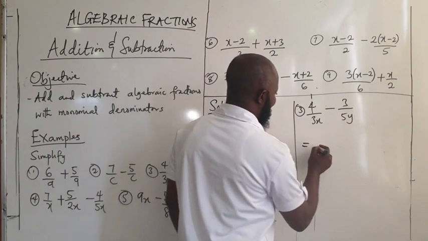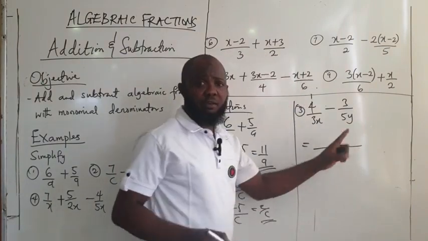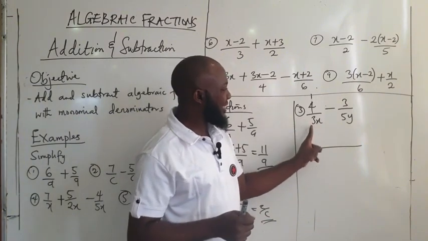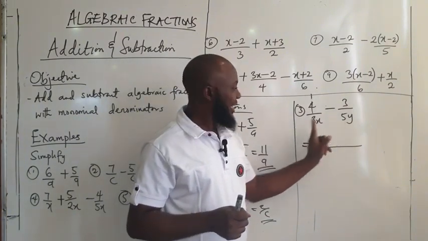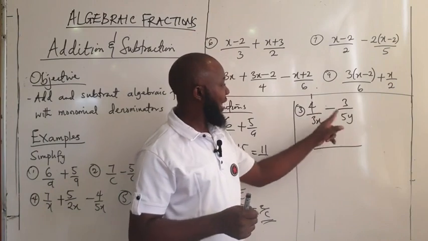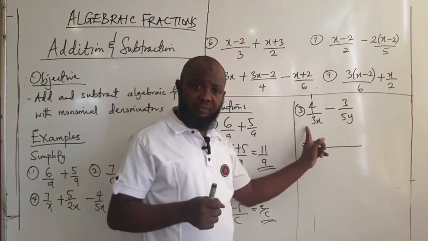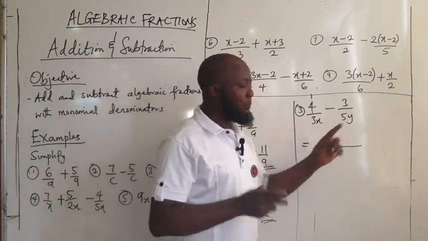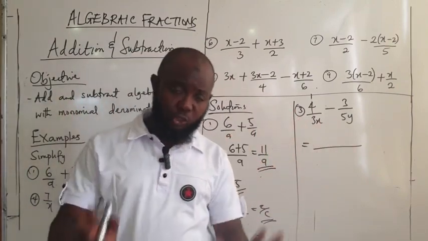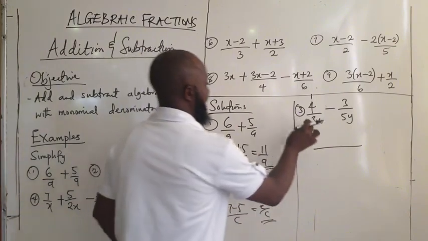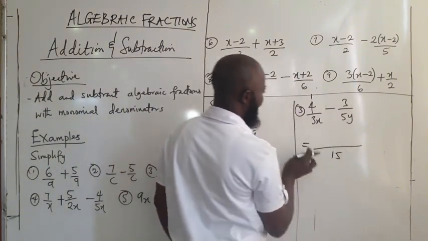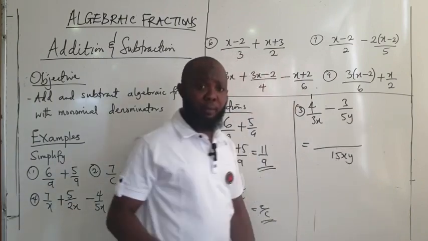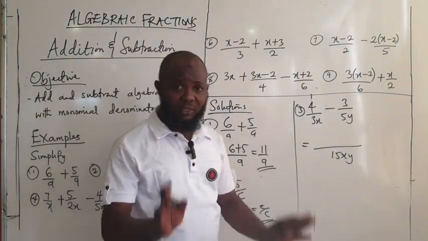So the first thing, what is the LCM of 3x and 5y? Don't forget what I told you. If there is nothing that can divide either of the two, if 3 cannot divide 5, and 5 cannot divide 3, x cannot divide y, and y cannot divide x, therefore just multiply the two terms together to give you the LCM. So 3 times 5 gives 15. Then x times y gives xy. I hope I'm not too fast. Now, that is the first step.